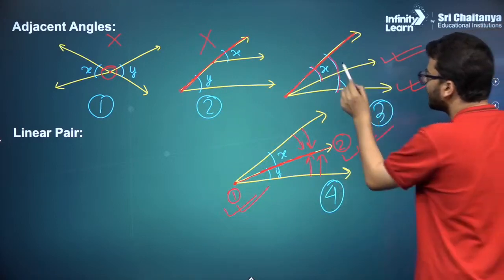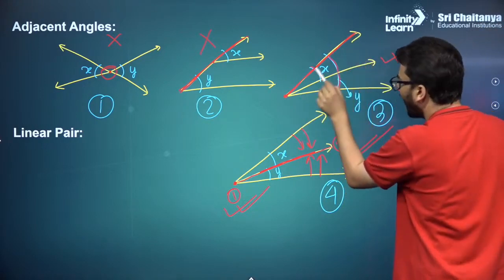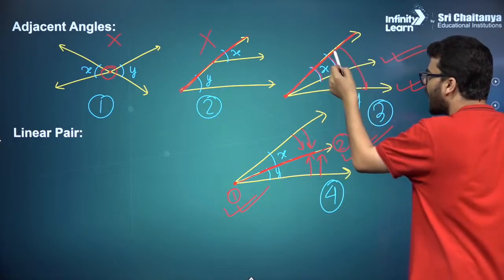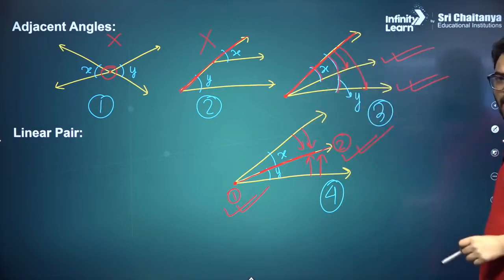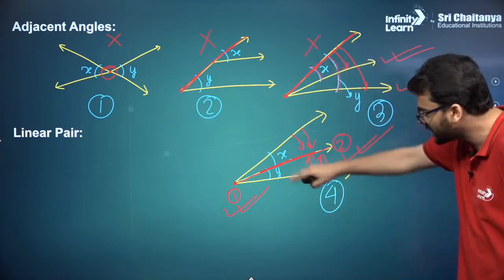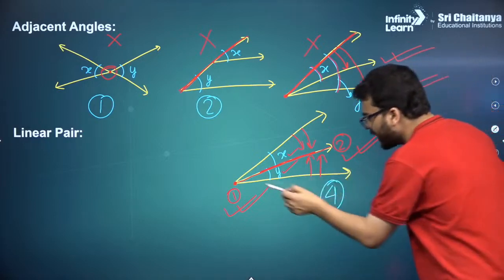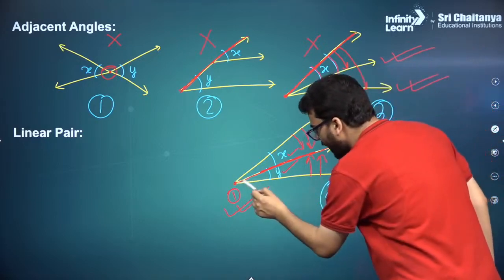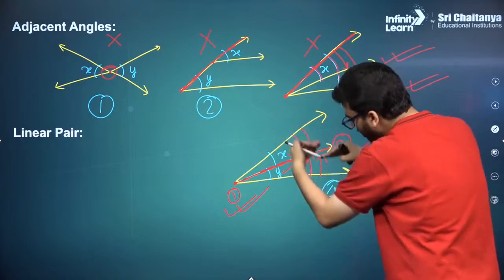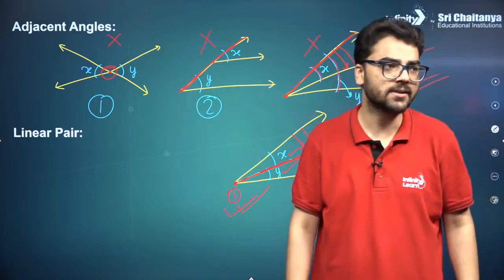In this case, they have the common vertex, they have a common arm, but the non-common arms are lying on the same side of the common arm. So still they are not adjacent angles. Only in the last one, these angles are adjacent angles. The reason being, they have the common vertex, they have a common arm, and the non-common arms are lying on the opposite sides of the common arm. So then they will be adjacent angles. I hope it is clear.